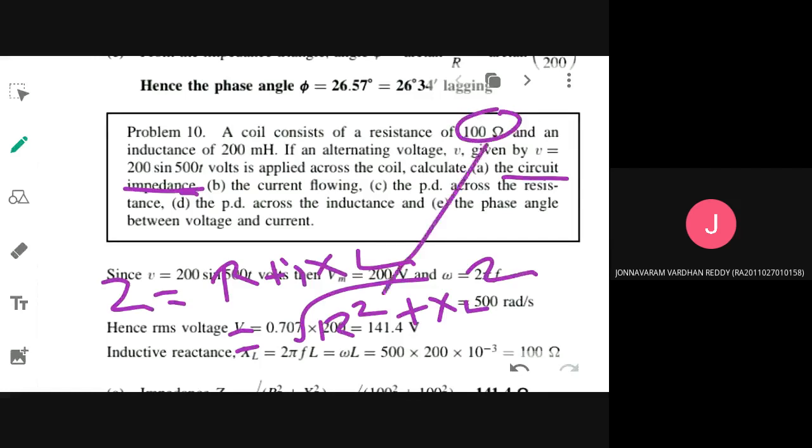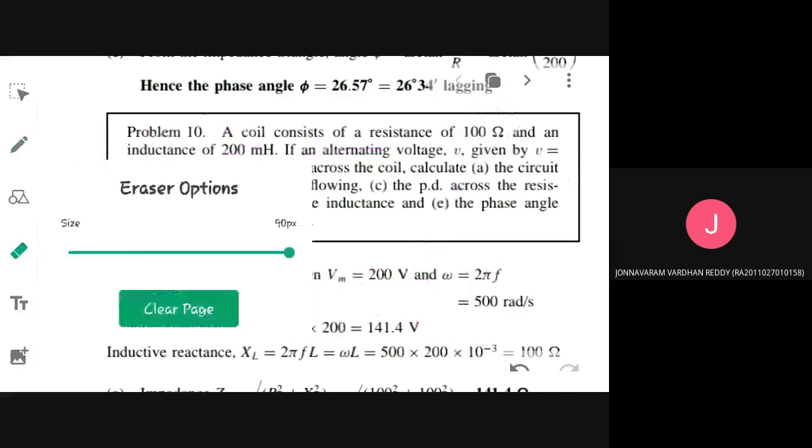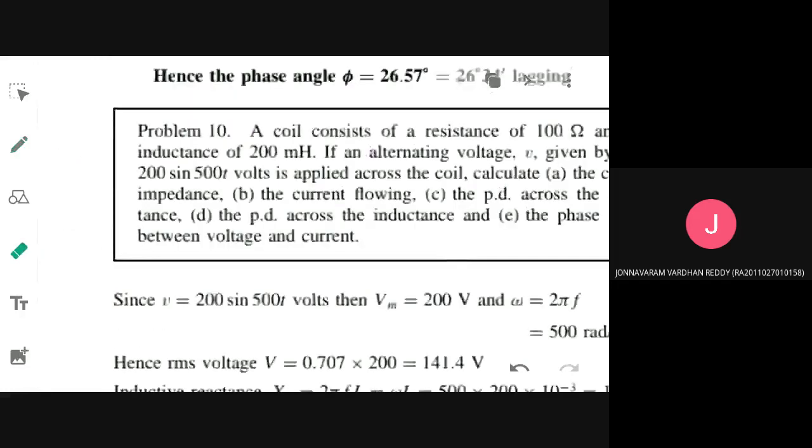What about XL? What is the formula for inductive reactance? XL equal to omega L. What is omega? 2 pi F. How will you calculate the frequency? This is omega t, so 2 pi F is equal to 500. So F is equal to 500 divided by 2 pi.